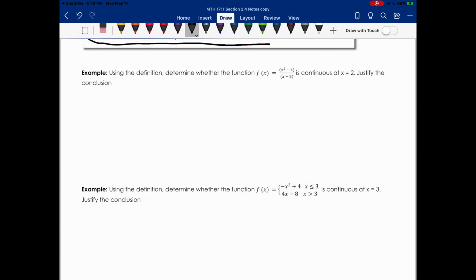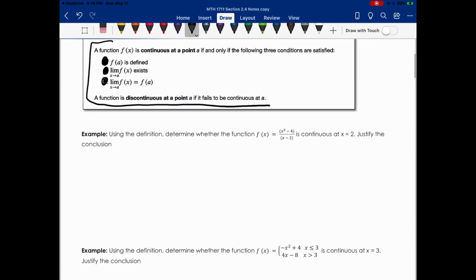So let's look at the first example. Using the definition, determine whether the function f of x equals x squared minus 4 over x minus 2 is continuous at x equals 2. And it says justify your conclusion. Well, let's leave the properties showing so we can look at them. So we want to see if the function is continuous at x equals 2. Well, looking at the very first property, is f of a defined? In this case, a is 2. That's the point that we're looking at. Is this defined? If I plug in 2, does the value of the function exist?